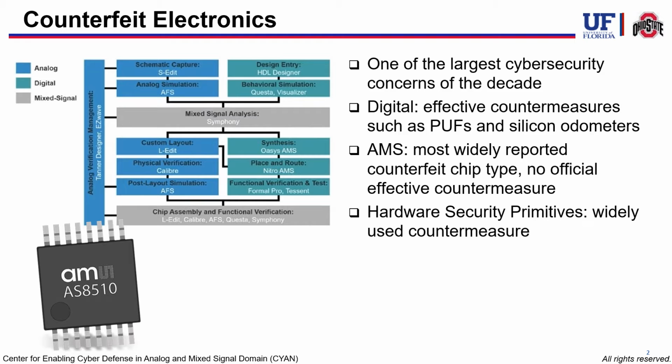There are many different countermeasures for avoiding the use of counterfeit digital chips that have proven to be effective, such as the use of physically unclonable functions and silicon odometers to detect any changes to the chip's parameters before they are reintroduced to a new system. However, analog mixed signal chips or AMS chips are the most widely reported counterfeit chip type, and current countermeasures have proven to be flawed and impractical. My area of research focuses on finding the best alternative to detecting AMS counterfeits that exist in the market today.